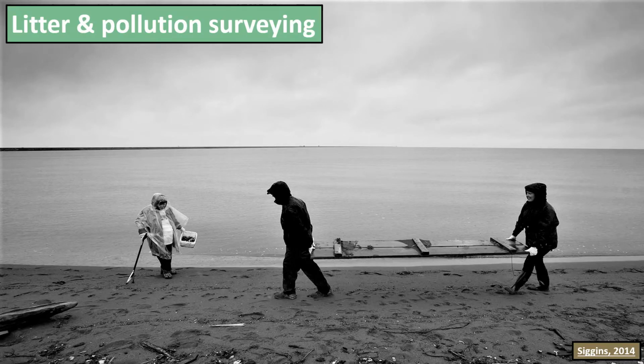A more entry-level type of citizen science project can involve litter and pollution surveying. In these types of initiatives, volunteers are tasked with the role of collecting and recording the type of litter and pollution that they see in their local environments. Most commonly, these projects are recorded and take place on maritime environments such as beaches and coastlines. However, they can also take place in urban environments.